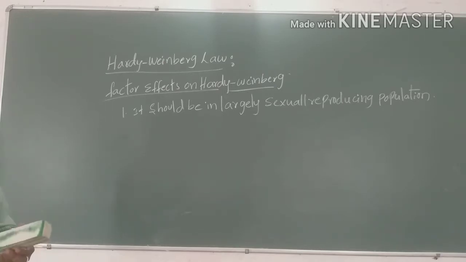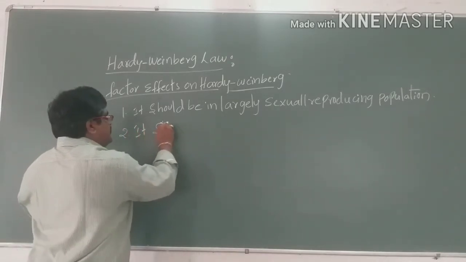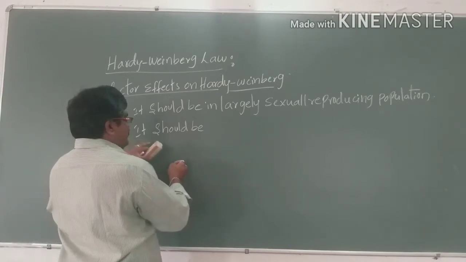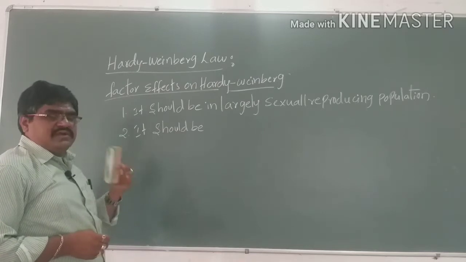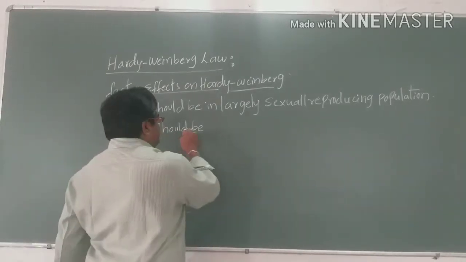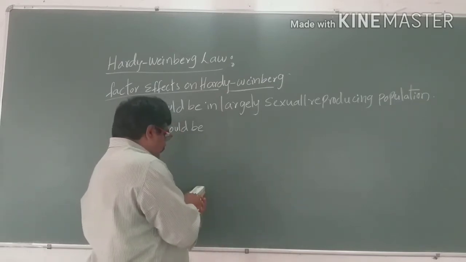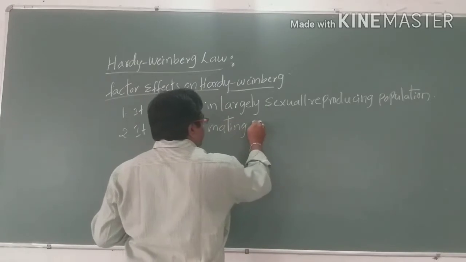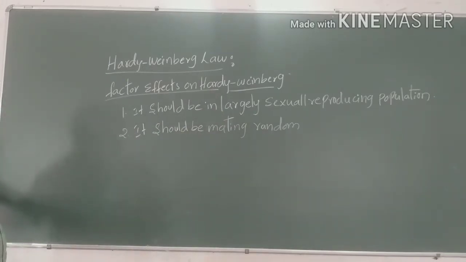And the second one, in this population mating should take place randomly. It should take place in a largely sexually reproducing population, and mating should be random. That means in a population, the mating should take place randomly.